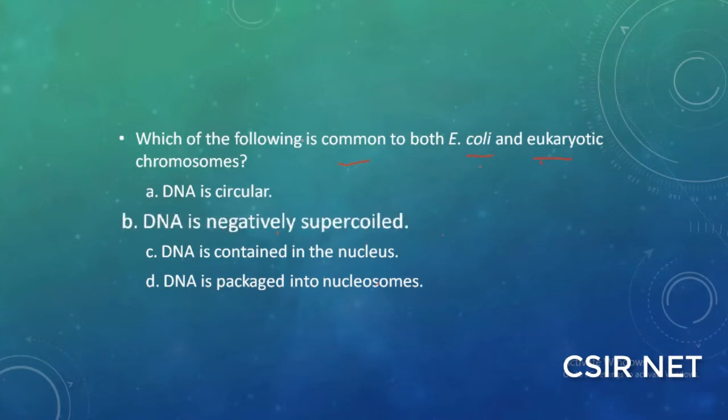Okay, your time is up. So the answer is B, DNA is negatively supercoiled. This is the thing which is common between prokaryote and eukaryote, because DNA is not circular in eukaryotes. DNA is contained in the nucleus, but this is only true for eukaryotes, not for prokaryotes. DNA is packed into nucleosome, but we know that prokaryotes have neither a nucleus nor nucleosomes.